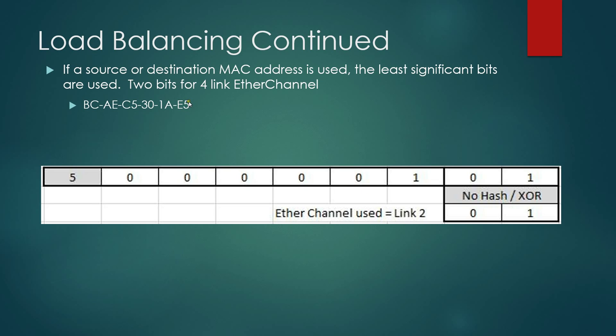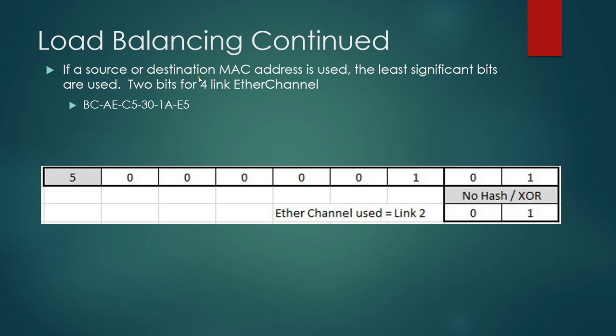Or if this was a source MAC address, all data from this particular MAC address would use link 2. Now, statistically, you're not going to have one PC using an EtherChannel. You're going to have numerous PCs on each side of the switch, and maybe numerous different hardware around, all going to have different MAC addresses. And basically, as we go through our different combinations, we would use different links within our EtherChannel.